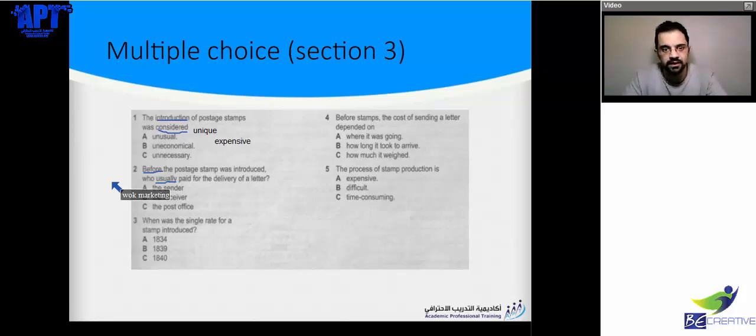Okay? These are the keywords that you need to focus on. Who usually paid for the delivery of a letter? The sender, the receiver, and the post office. I'm pretty sure all of the choices are clear. What about the third one? When was the single rate for a stamp introduced? The single rate for a stamp. By the way, rate is price. Okay? The meaning of rate here is price. Alright?